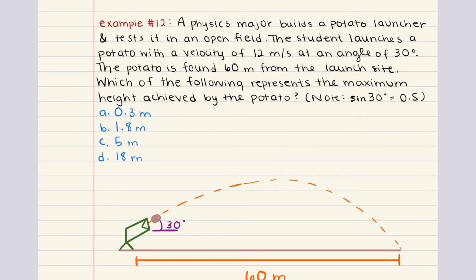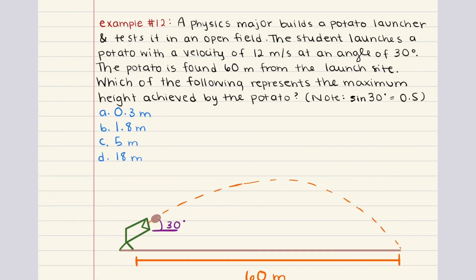Problem 12 says a physics major builds a potato launcher and tests it in an open field. The student launches a potato with a velocity of 12 meters per second at an angle of 30 degrees. The potato is found 60 meters from the launch site. Which of the following represents the maximum height achieved by the potato? And note that sine 30 degrees is equal to 0.5.